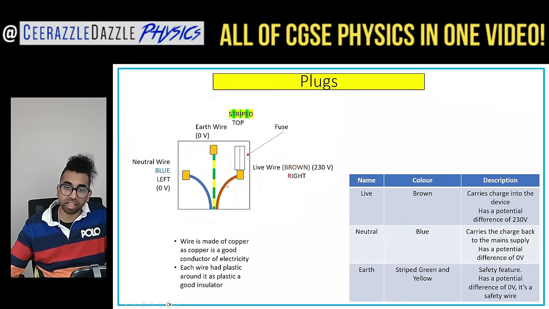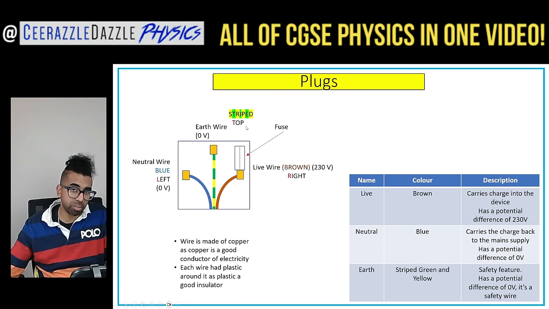All right, plugs right now. So we've got three wires right now. We've got live, earth, and neutral. The live wire is brown, and it brings the charge into the device and has a potential difference of 230 volts. The blue wire is a neutral wire, and it's going to the left-hand side over here, and it carries the charge back down to the plug over here. It has a potential difference of 0 volts. The striped green and yellow wire, this one over here, is the earth wire, and this is a safety wire and has also a potential of 0 volts.